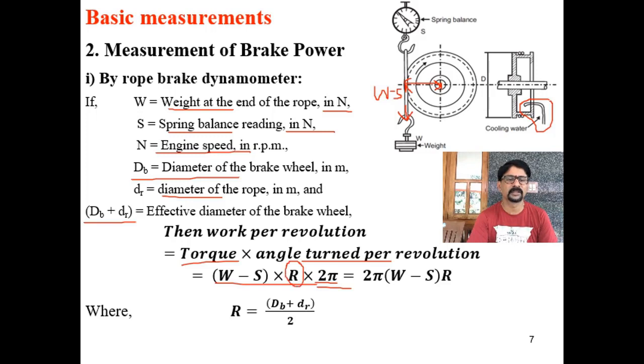So R is nothing but the effective diameter of the brake wheel divided by 2. R is calculated by adding the diameter of the brake plus the diameter of the rope and dividing it by 2. So in the exam, in solving numericals, be careful. If the diameter of the brake wheel and diameter of the rope are given, you have to add and divide by 2 to get the effective radius. Sometimes the rope diameter will not be given, then you can neglect that and take the diameter of the brake wheel divided by 2 as the effective radius.